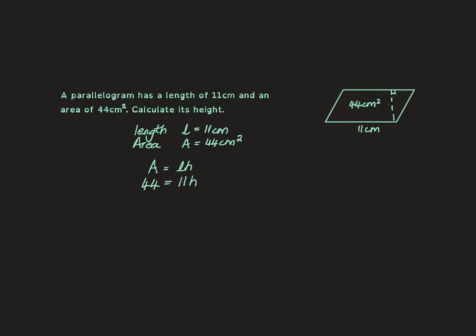And here you have an equation: 11h is equal to 44. To get the h by itself, you divide by 11 on both sides. 11 goes into 11 once, so we have 1h. And 11 goes into 44 4 times, and we must remember to include the units. That's the same as saying the height is 4 centimeters.